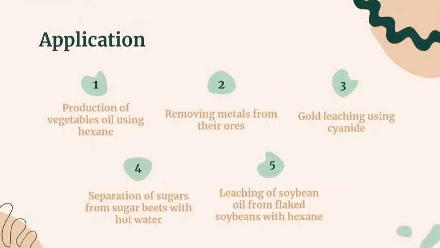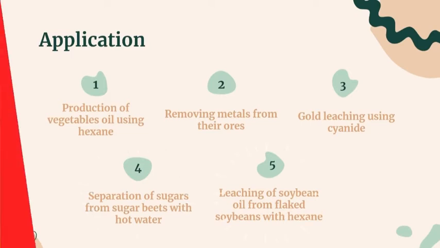Leaching is widely used in the biological and food processing industries. For example, production of vegetable oil using hexane, removing metals from their ores, gold leaching using cyanide, separation of sugars from sugar beets with hot water, and leaching of soybean oil from flaked soybeans.